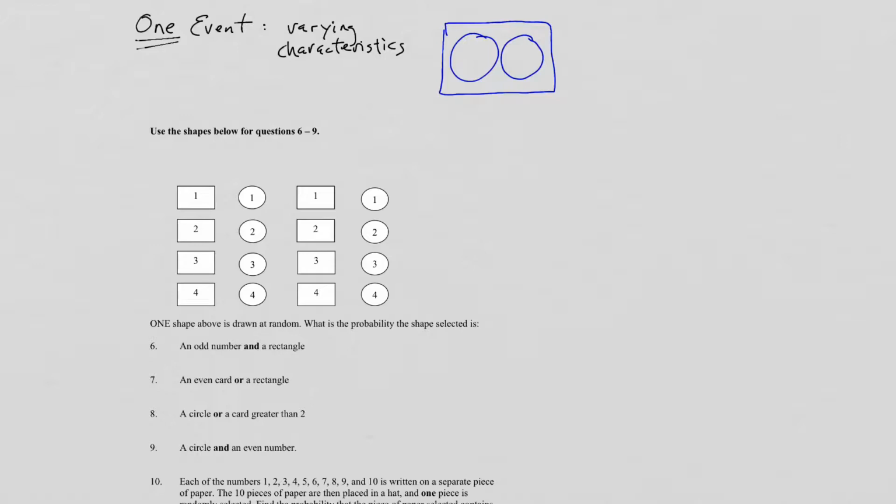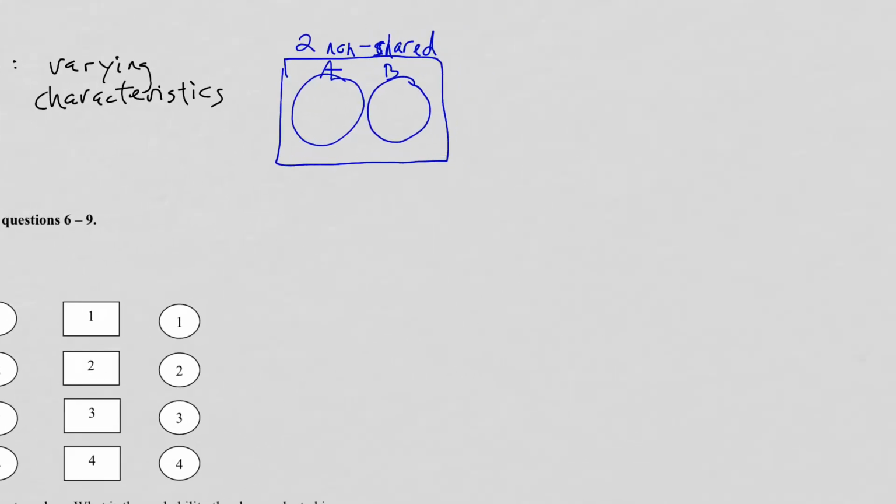Logic, sorry. Logic. Two things may not have anything in common. So let's say these two are two non-shared characteristics. And that's in very layman terms, without using any fancy math words.